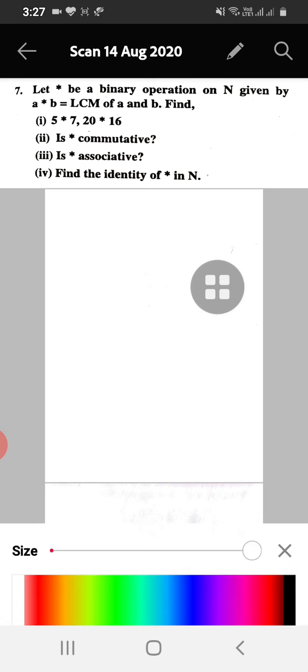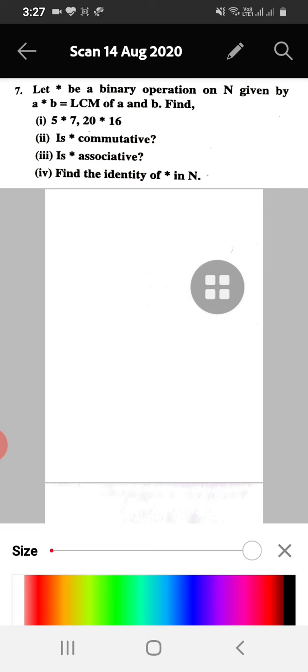Okay, welcome to all. In the previous two videos, we have worked out problems on verifying the commutative property and associative property. So, let us consider another example from the NCERT textbook. First read the problem.